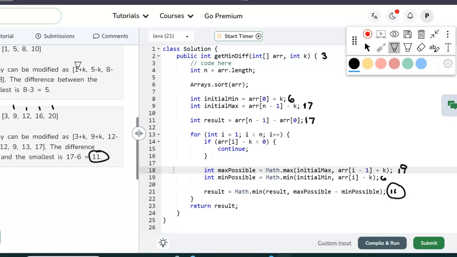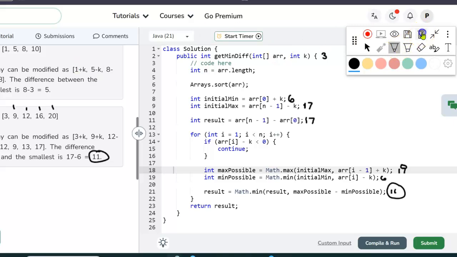So, okay, recapping the strategy, sort the array, and we're going to try to bring the tower heights closer together by increasing the shorter ones, decreasing the taller ones. So we got to split the array at some point where the towers on the left of the split get increased by k and the towers on the right of the split get decreased by k. And because we're trying every split point, we are guaranteed to find the best answer.